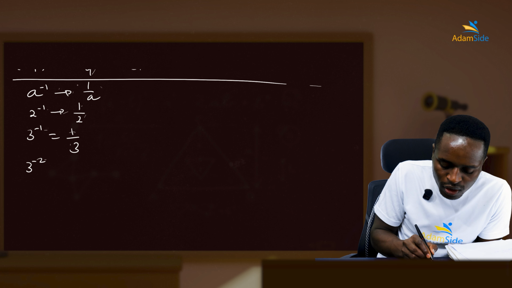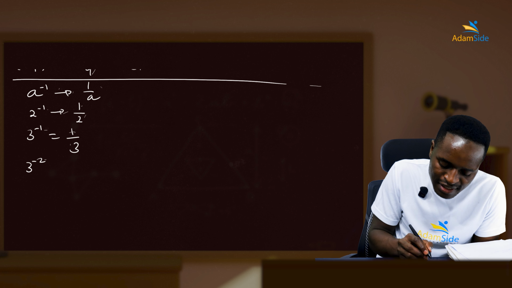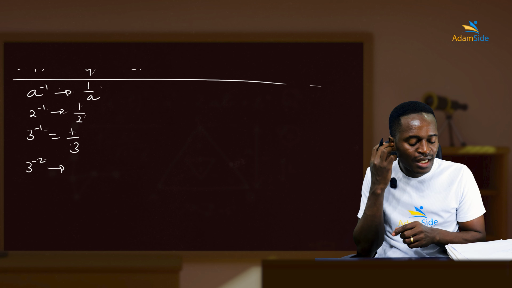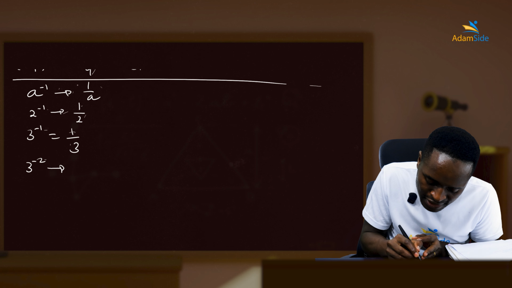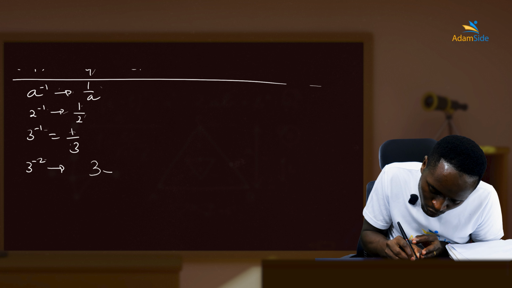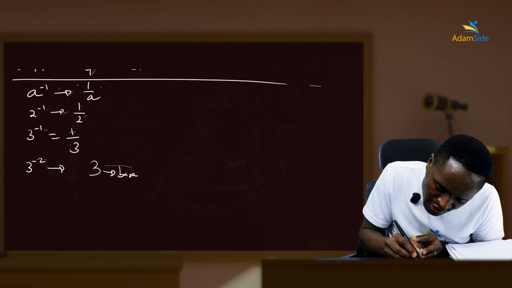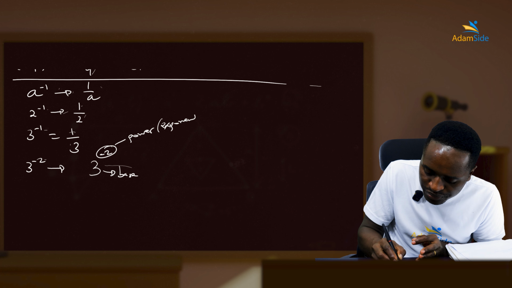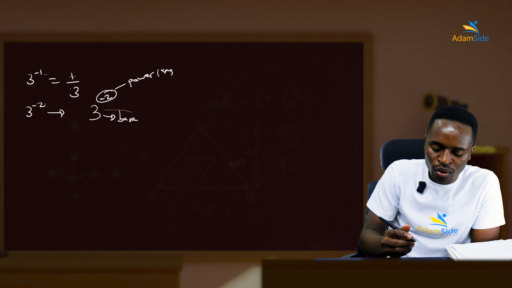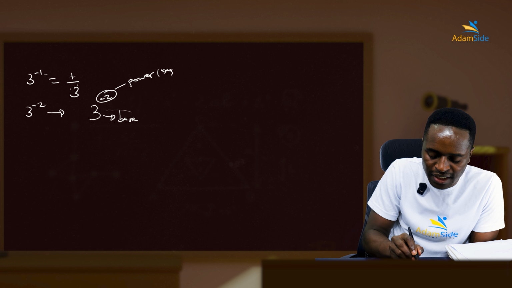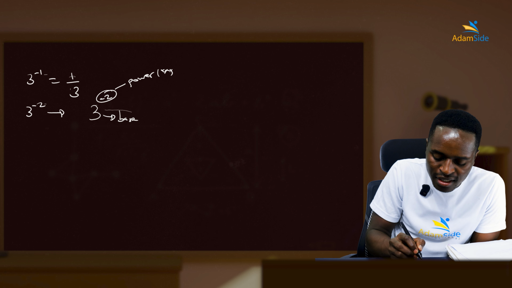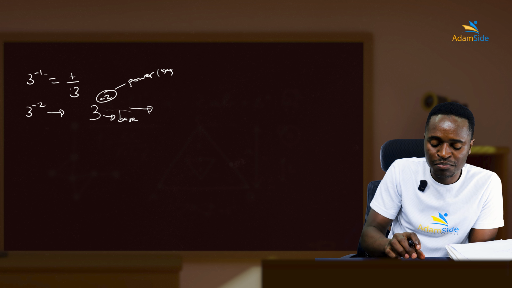Let's say for example you have 3 power negative 2. So this is a new concept. In this case, 3 power negative 2, what does it mean? We know automatically 3 is what we call the base, and negative 2 is what we call the power, or some books refer to it as the exponent. So 3 is the base, and we have to refer back and expand this.